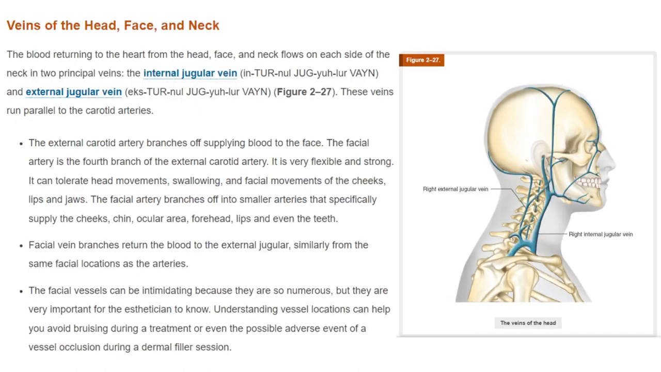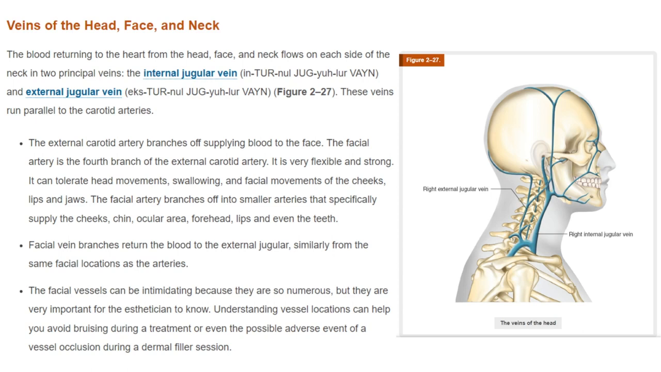Veins of the head, face, and neck. The blood returning to the heart from the head, face, and neck flows on each side of the neck in two principal veins, the internal jugular vein and external jugular vein, Figure 2.27. These veins run parallel to the carotid arteries.